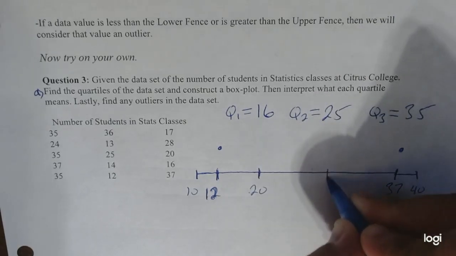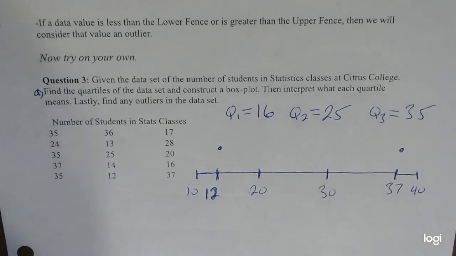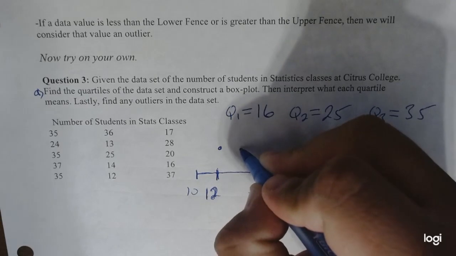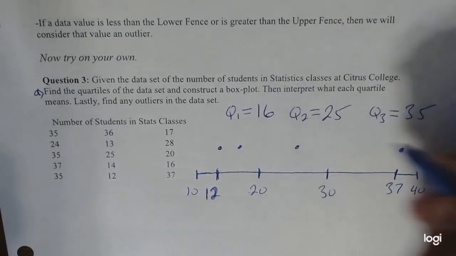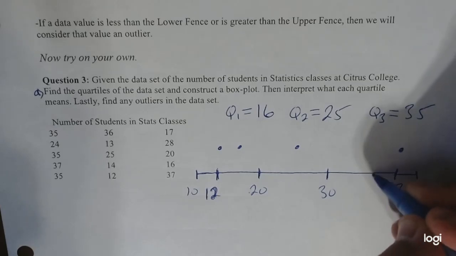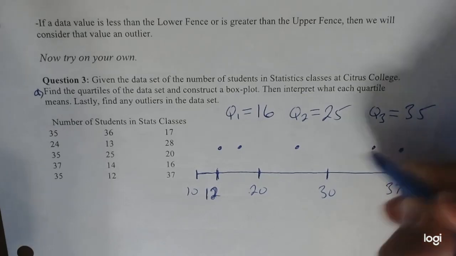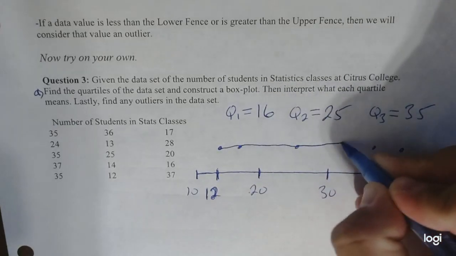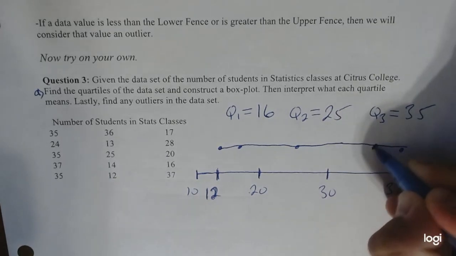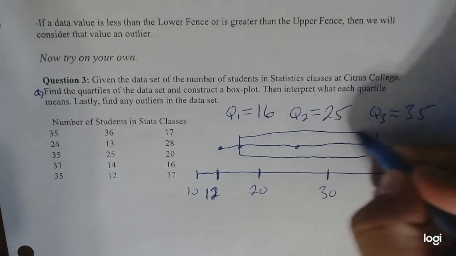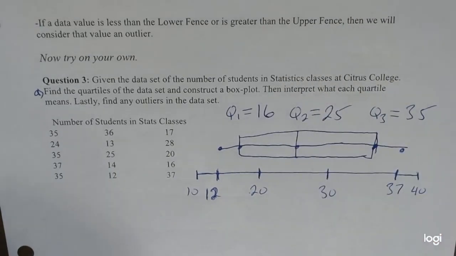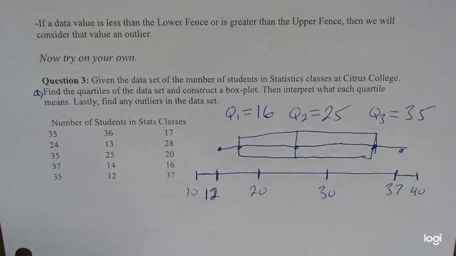20, 30, 40, roughly like that. Okay, so 16 is approximately halfway. 25 is roughly here. And then 35 is roughly here. And then we just make a box. Again, it doesn't have to be too fancy. Just a simple little box plot. Okay. All right, so that's the portion.